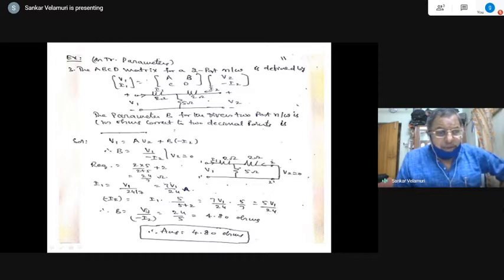Therefore B by minus B equal to V1 by minus I2. B is equal to V1 by minus I2. This value has been obtained as V1 is expressed. So V1 by minus I2 is 5 V1 by 24. V1 getting cancelled, the 24 comes in the numerator. So 24 by 5 is 4.8 ohms.